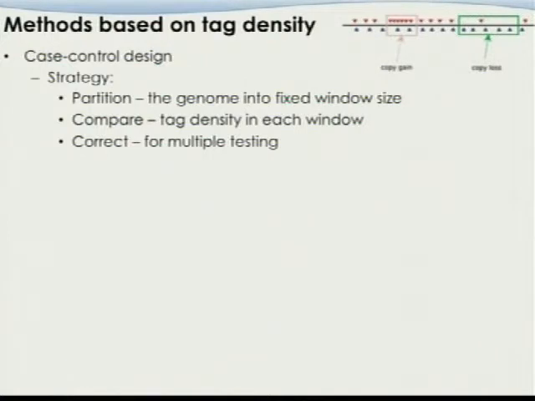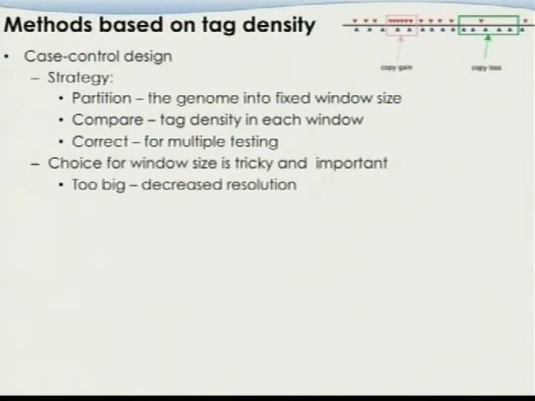Okay, the strategy for this, the real algorithm, usually includes 3 different steps, which is really simple, straightforward. The first one is the partition, meaning we want to separate the genome into different window sizes, okay, into different windows. Then compare the tag density in each window. Just define the windows and count the number of reads in each window in the disease and the normal condition. The second one is to compare them, which regions are different. And the third one will be to correct for the multiple testing issue. Same thing as a microarray or anything, multiple hypothesis testing is involved.